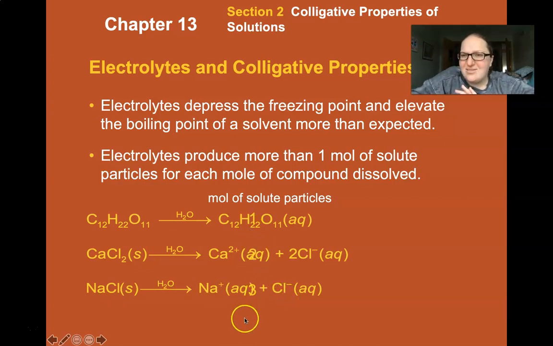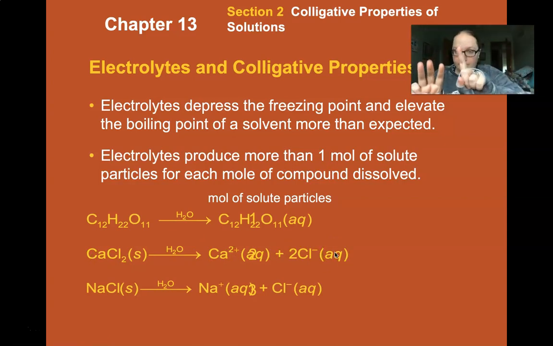Ignore these numbers. I don't know why they're there. They're wrong. So remember, CaCl2 becomes 1 Ca and 2 Cl. That's a total of 3 moles of particles from 1 mole of compound.